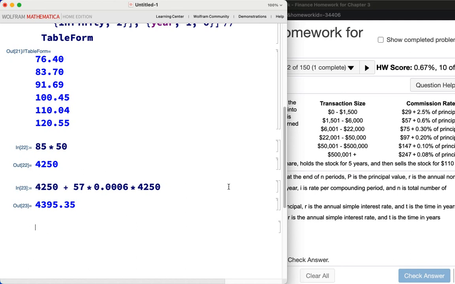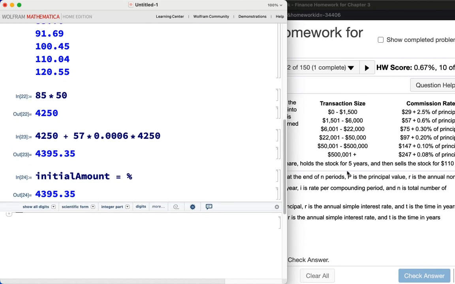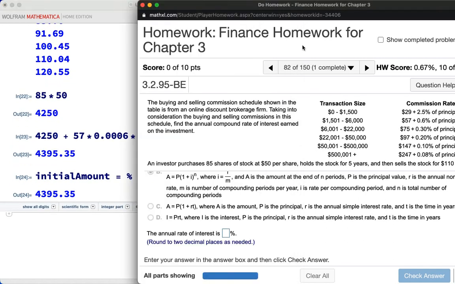So then, I should store this in a variable. Let's see, how about initial amount is equal to, and I'm going to use the percent symbol, which means the last answer or the last result.